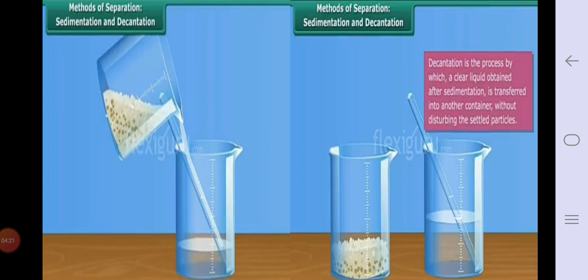Now see here, the beaker is tilted and trying to drain only the above layer of water. Now see in another picture, you can see you got one clear liquid in a beaker, and in another the heavy particles remain at the bottom. Now this process is called decantation. Decantation is the process by which a clear liquid obtained after sedimentation is transferred into another container without disturbing the settled particles. खालचे जे हेवी पार्टिकल आहेत त्यांना न हलवता वरच्या वर पाणी सेपरेट केलं, that process is called decantation.